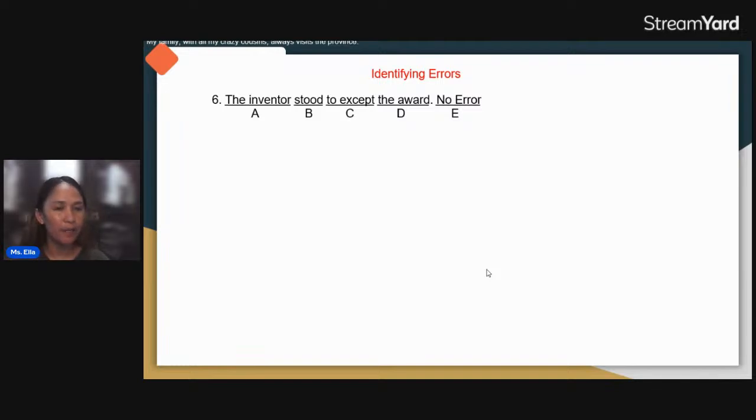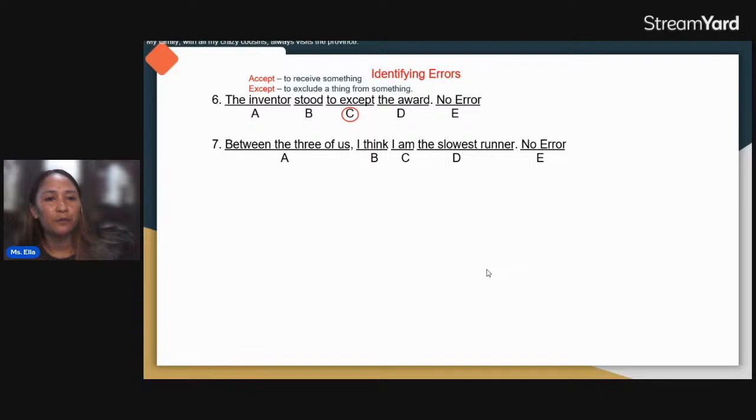Okay, so the correct answer here is C, to accept. Why is it to accept? It's because of the usage of the word. Accept means to receive something, and except means to exclude a thing from something. So the inventor stood to accept, not except, the award. The correct sentence should be: the inventor stood to accept the award. Okay, so let's continue.